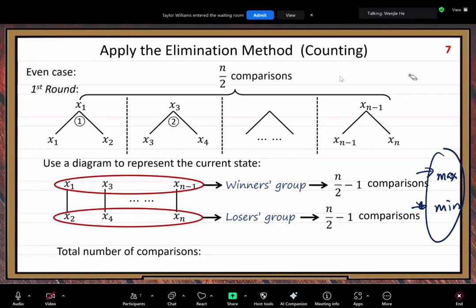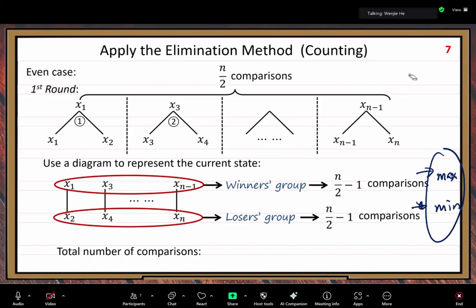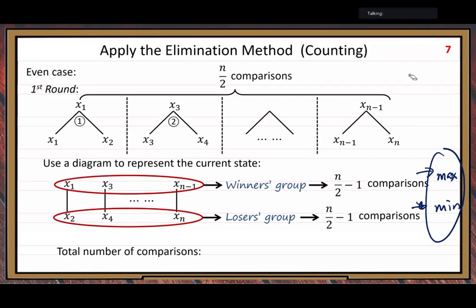Losers group, same number of comparisons, we find the minimum. At the end, let us calculate the total number of comparisons. Add those three numbers, we get this many comparisons.